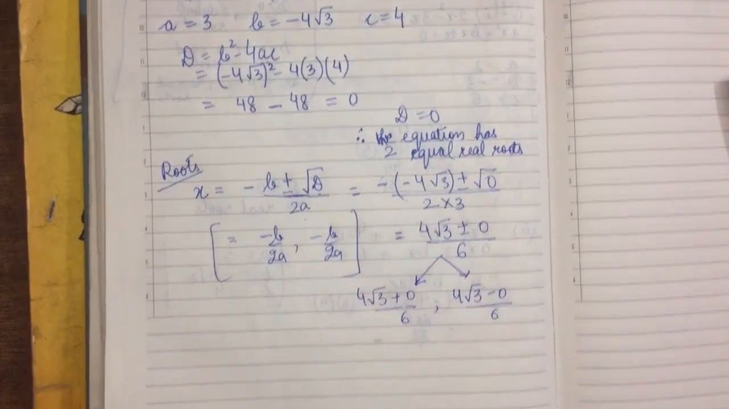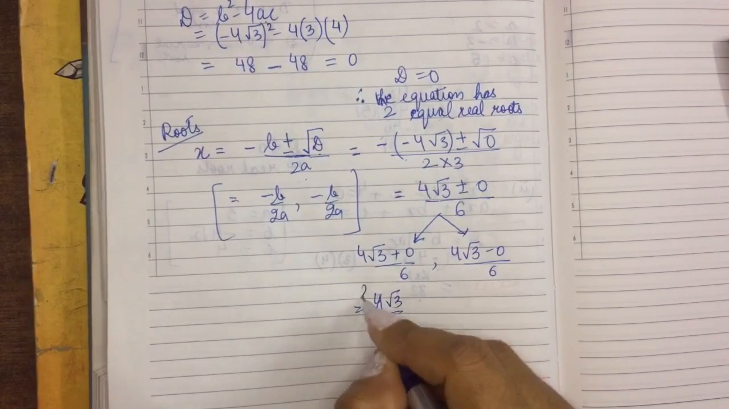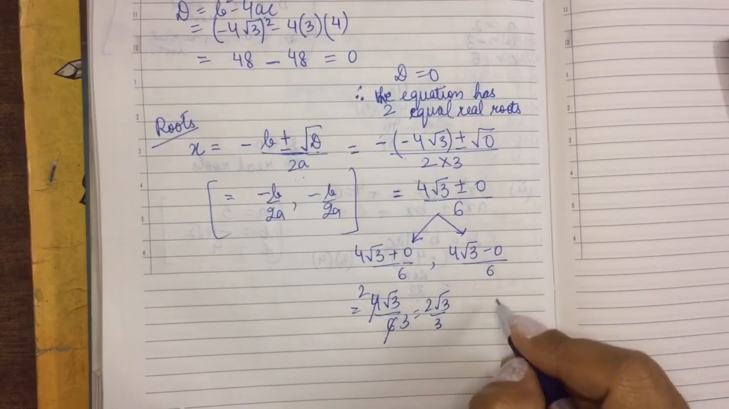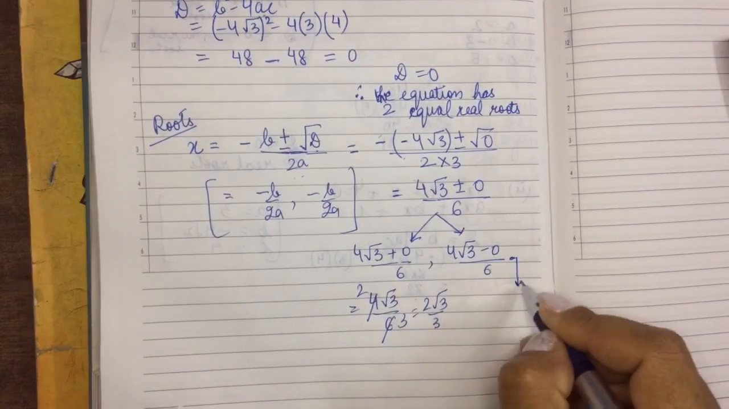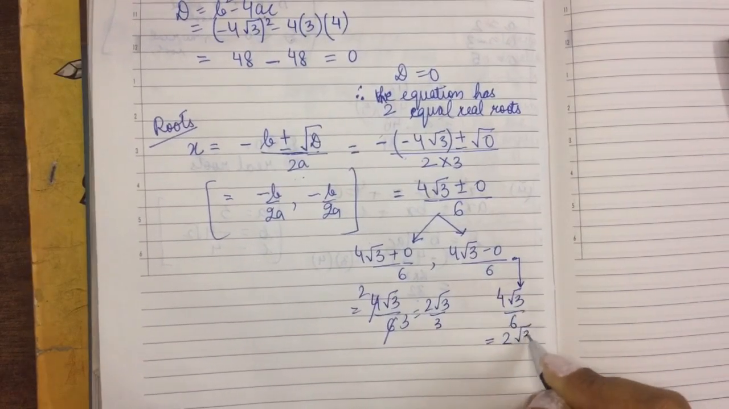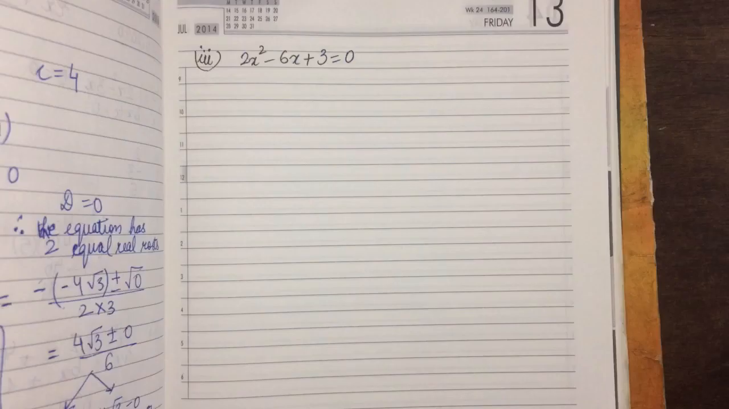So this will give you two answers. This is 4 root 3 by 6, which is 2 root 3 by 3, and in the same way this becomes 4 root 3 by 6, which again simplified is 2 root 3 by 3. So these are the two equal roots of equation number 2.